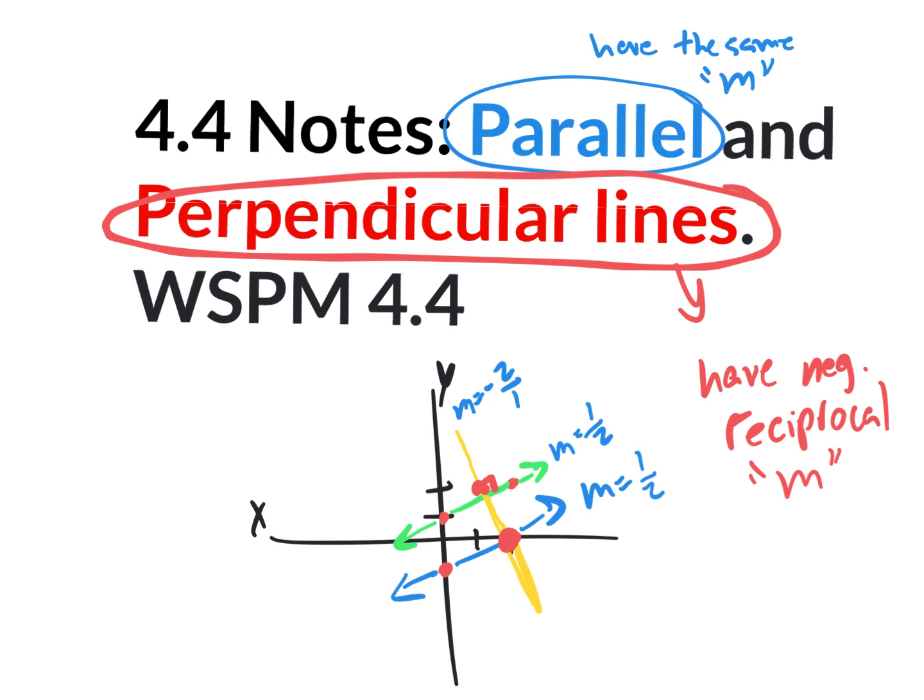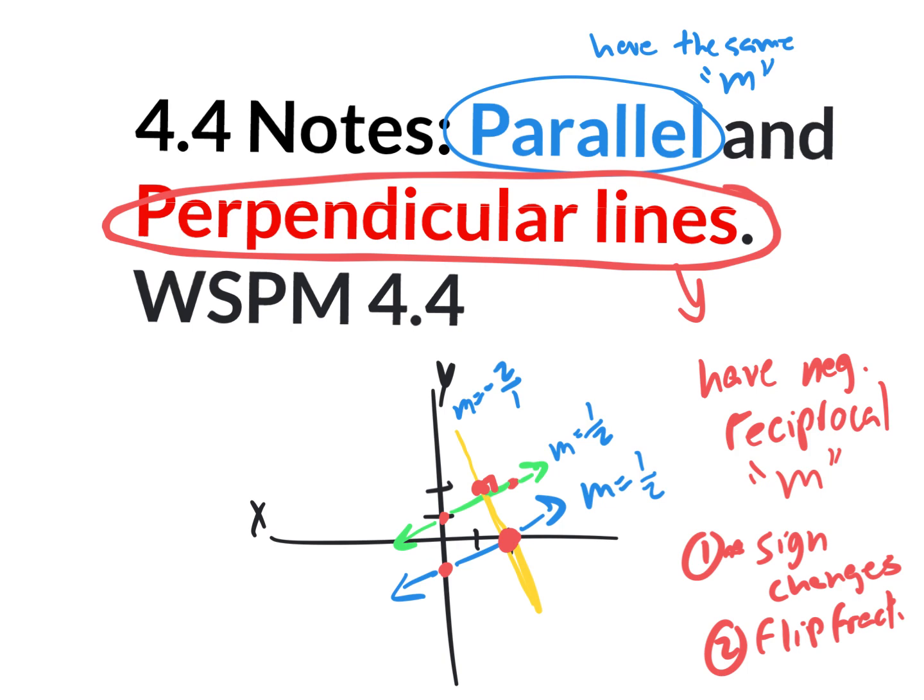Okay? What does negative reciprocal slopes actually mean? It means that the sign changes, that's one thing. And another thing is that you flip the fraction.